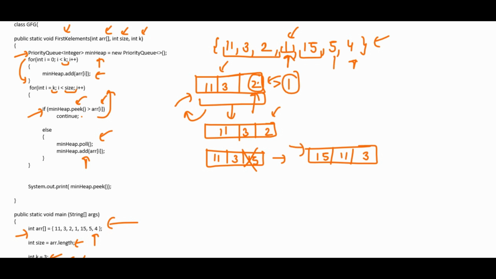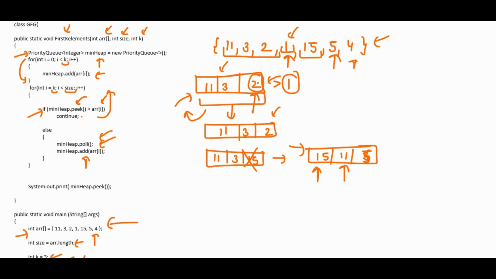Now we go to the next element, which is 5. We have to see if 5 is greater than 3. Yes, it is greater. So it will contribute to the top 3 elements. That means it will come as the third largest element. So here we have 15, then 11, and instead of 3 we will have 5. So we remove 3 and it will be 5 here.